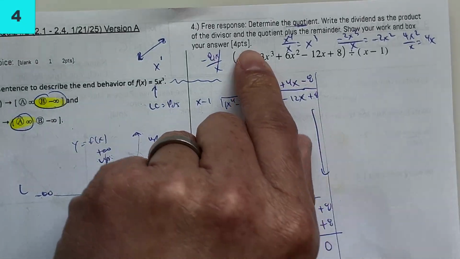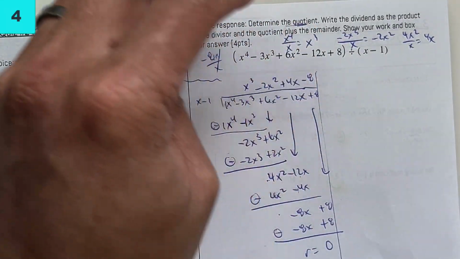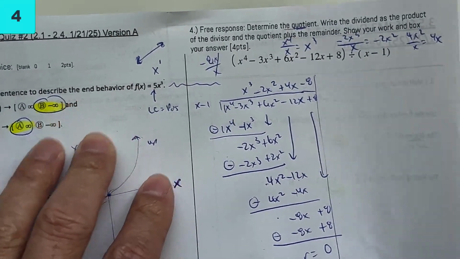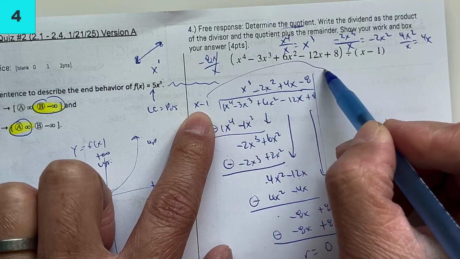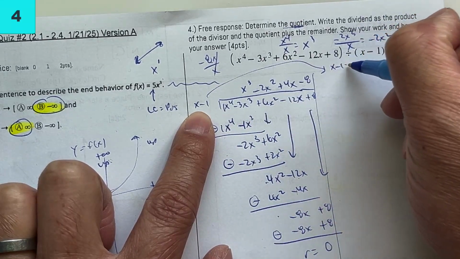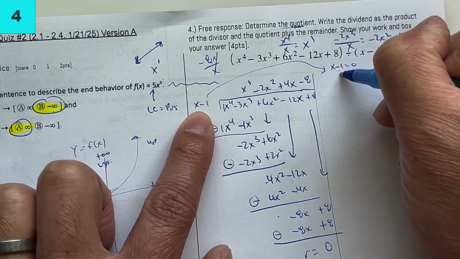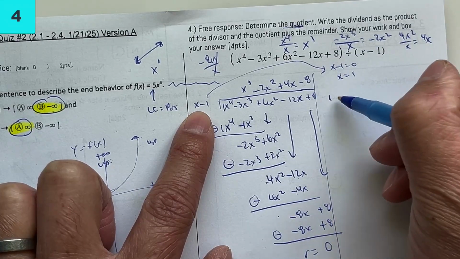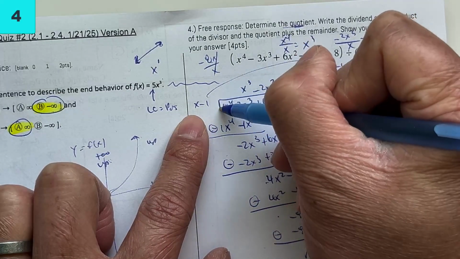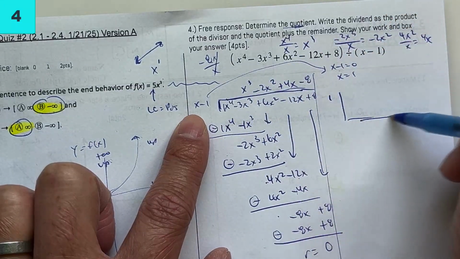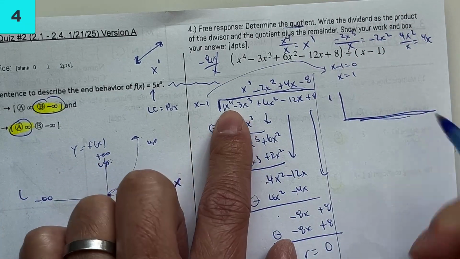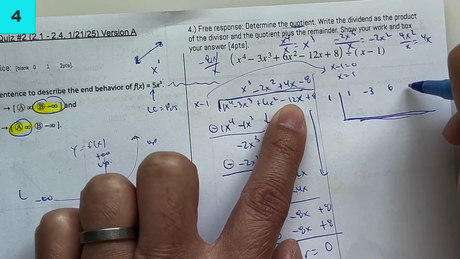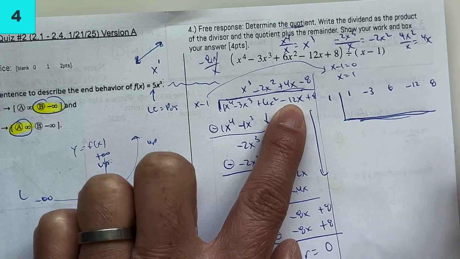Okay, we'll do the second part, but let's go ahead and just finish. Let's do synthetic. So for synthetic, I'm going to set that equal to 0, add 1, so my x equals 1. So these are the same. Those are the same. So let's put a 1 here. And if you notice, my division sign now is being flipped upside down. And I'm taking the coefficients 1, negative 3, 6, negative 12, and 8.